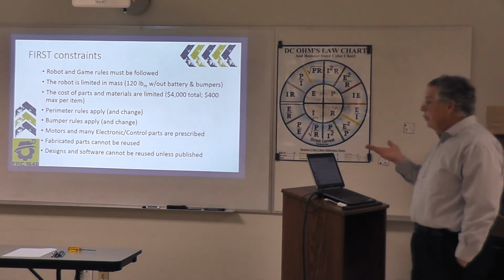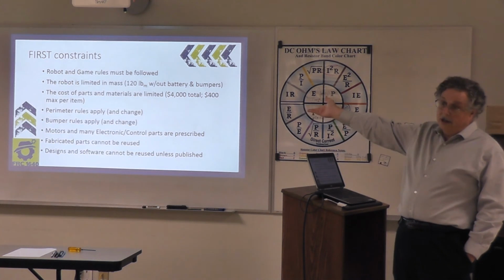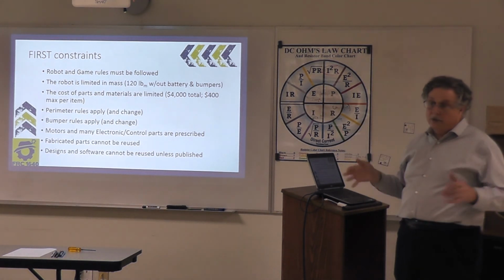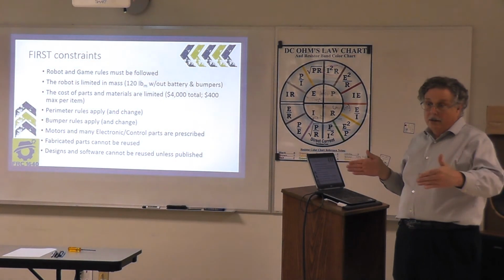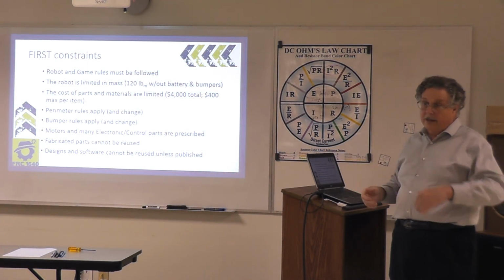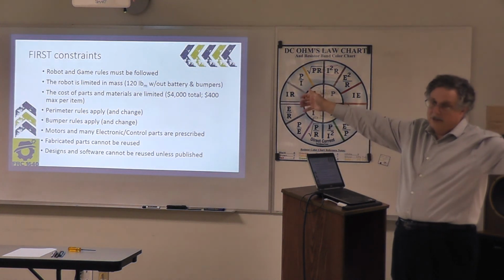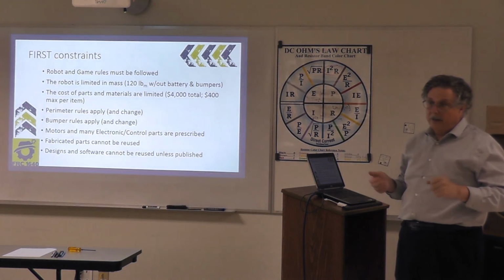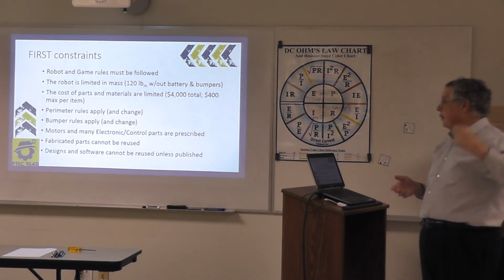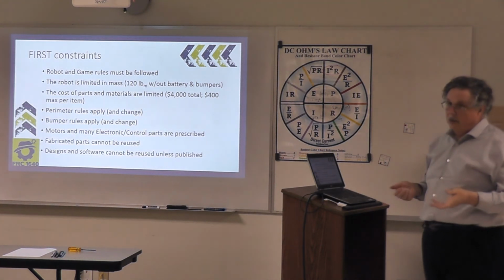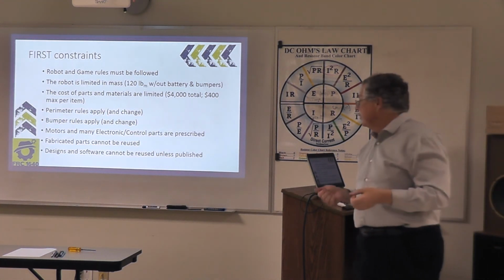Other constraints, perimeter rules. These change year to year, but there are always perimeter rules. Your robot needs to be no more than this size by this size. It can be this tall. It can expand this much during the match, or maybe it can only expand by that much during parts of the match. You need to read the perimeter rules because they're always changing.